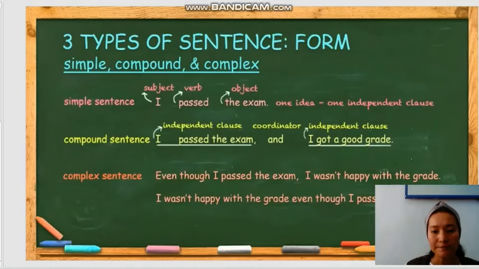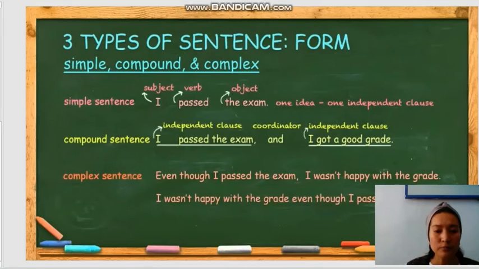Compound sentence. I passed the exam and I got a good grade. Here we used a conjunction and made up a compound sentence. So we join two sentences together. I passed the exam, here is an independent clause, and a coordinating conjunction, and I got a good grade, it's an independent clause as well.